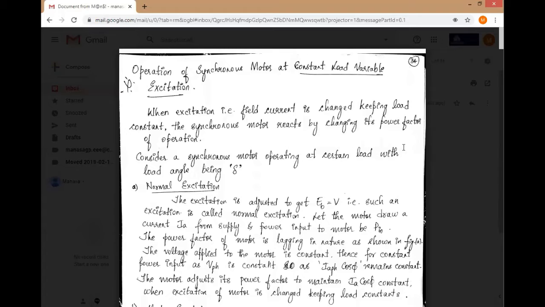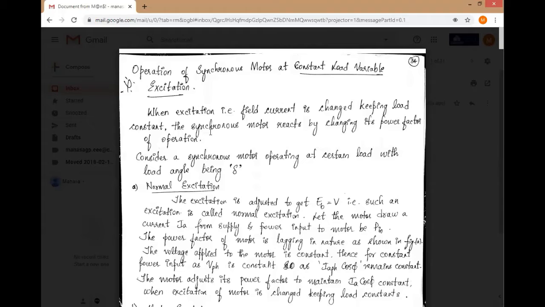So this excitation can be either kept constant or it can be varied. If the excitation is varied and the load is kept constant, then the synchronous motor reacts by changing its power factor of operation. That is, even though the load is not changed, due to the change in the excitation of the synchronous motor, the response by the motor for this change in excitation will be reflected on the power factor. So how it is, we will discuss here.